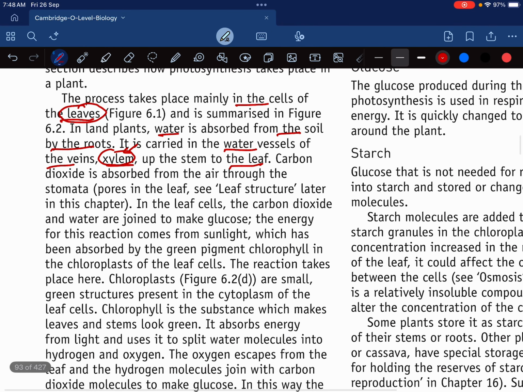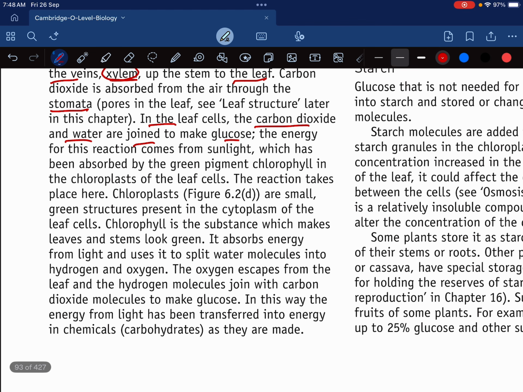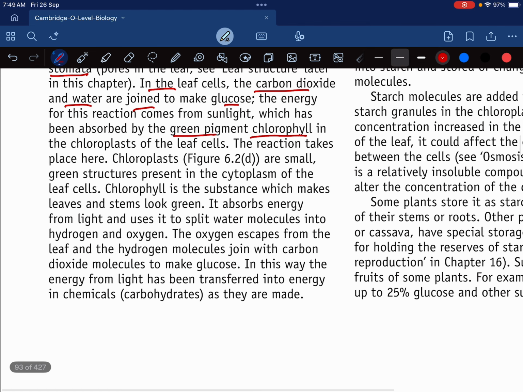Carbon dioxide is absorbed from the air through the stomata, right? Pores in the leaf structure we're going to see later in this chapter. In the leaf cells, the carbon dioxide and water are joined to make glucose. We already know that. The energy is absorbed by the green pigment called chlorophyll in the chloroplast, which is an organelle of the leaf cells.